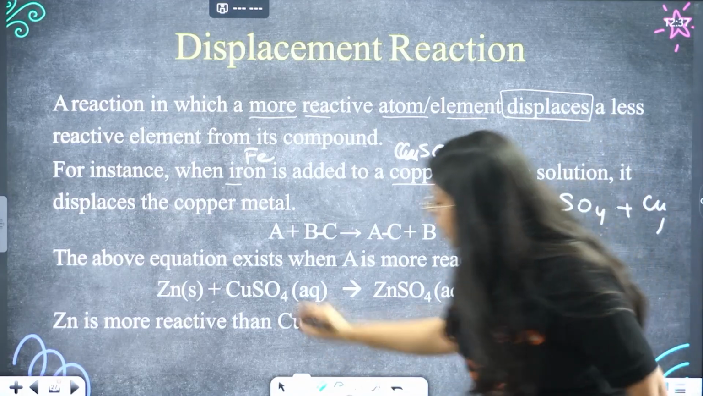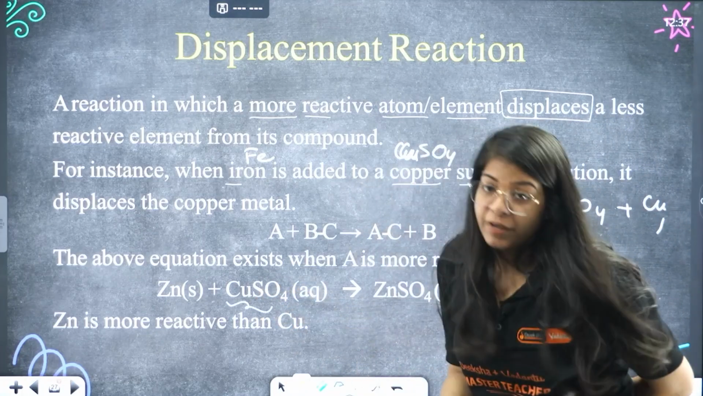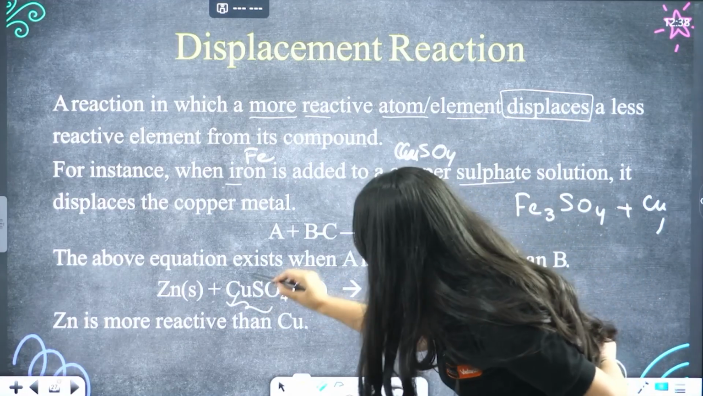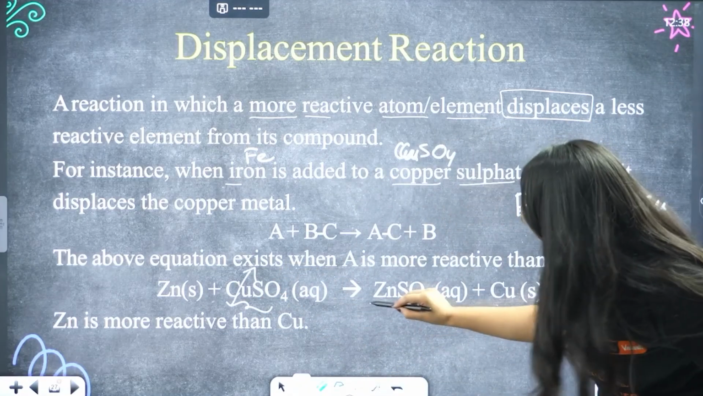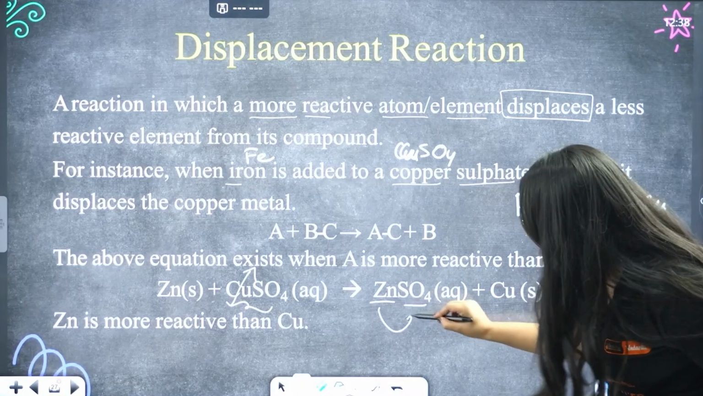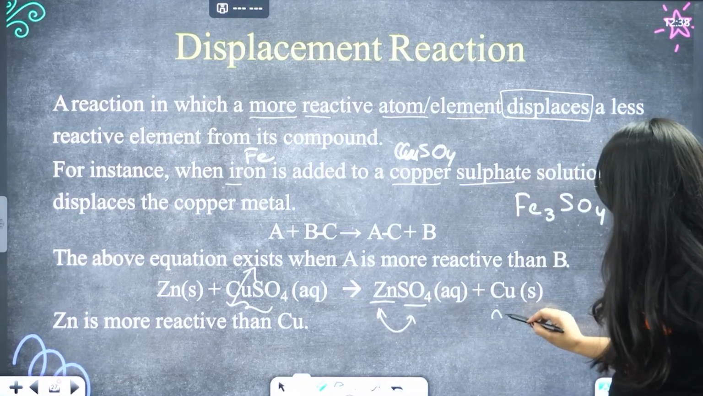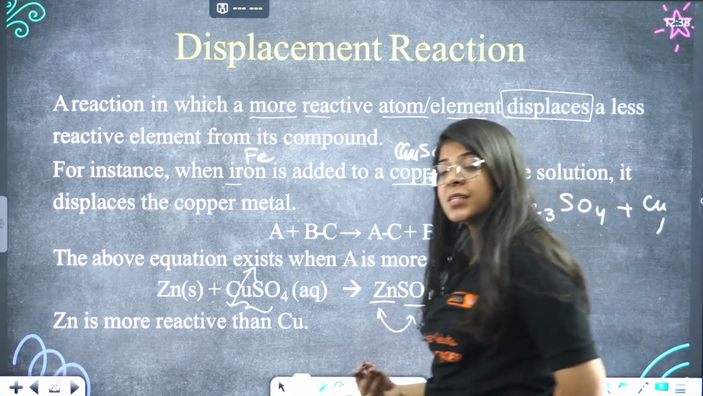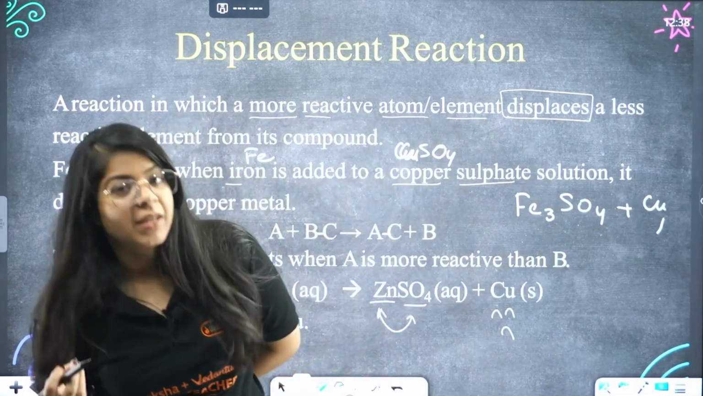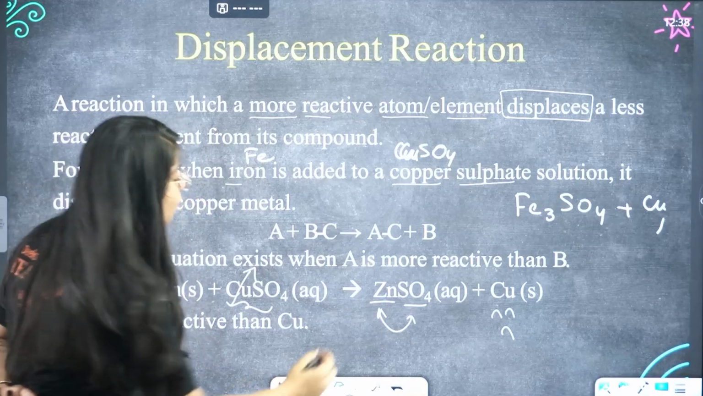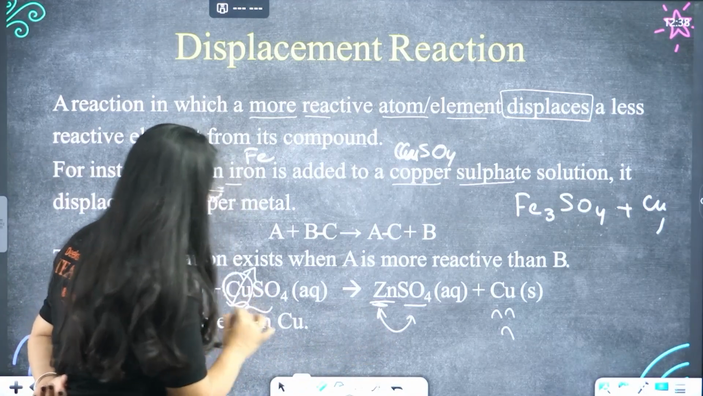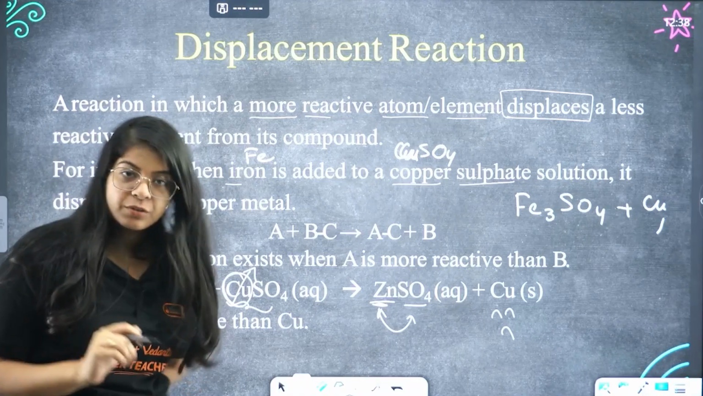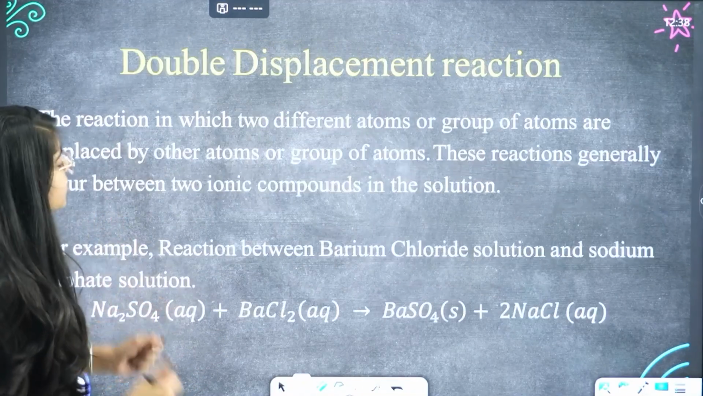Now CuSO4, we know, has a strong friendship. Zn comes, Zn is also very strong, so it kicks the Cu out, it forms a bond with SO4, so ZnSO4 is formed, and Cu is again very, very lonely. Because Zn is more reactive than Cu, only then will it be able to break the bond. Understood? Okay. This was displacement reaction.